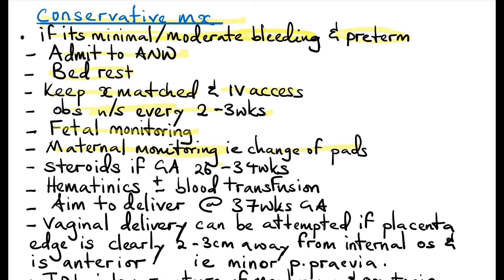And then if they're 26 to 34 weeks gestational age, give them steroids. Steroids, remember we've said dexamethasone 6 milligrams twice a day, at least 4 doses. And then you put the patient on hematinics. Hematinics is ferrous sulfate and folic acid. Now, if they have a low hemoglobin level, you can also transfuse them. The aim is to deliver the patient at 37 weeks gestational age.